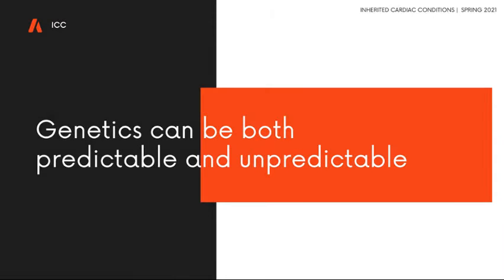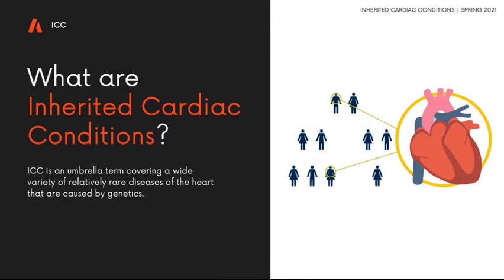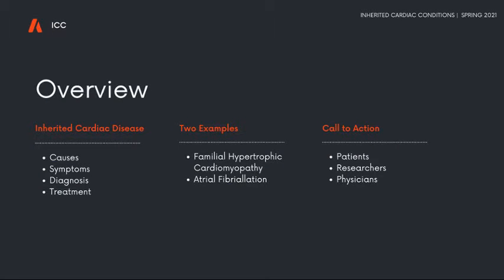Genetics can be both predictable and unpredictable, making it harder to determine what offspring will or will not inherit an altered gene. What are inherited cardiac conditions? Abbreviated as ICC, it's an umbrella term covering a wide variety of relatively rare diseases of the heart that are caused by genetics.